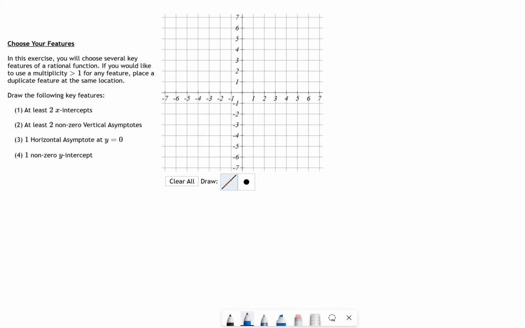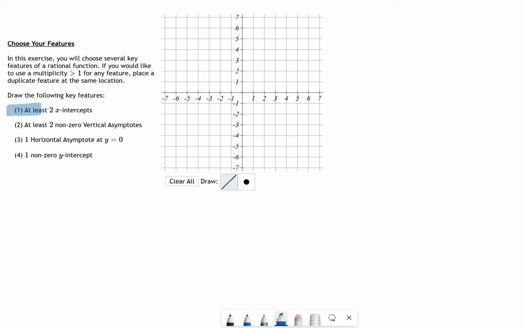I'm going to create a graph of a rational function according to these instructions over here. And then once we have the graph set up, we're going to find the equation for it. So be careful how complicated and fancy you make your graph. You might end up regretting it once you come to the equation portion.